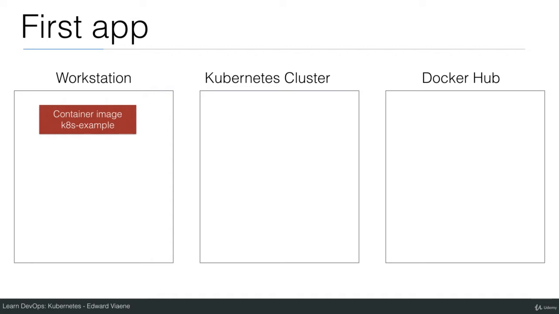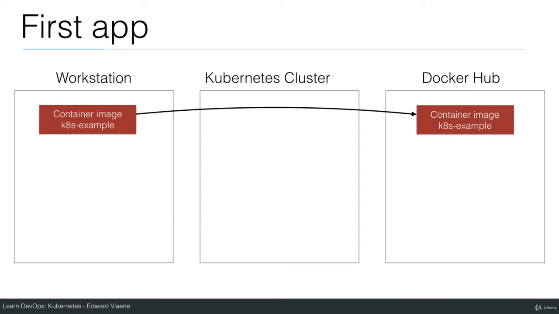First, I showed you how to create a container image using the Docker command line. So we created locally an image, we tagged it, and then we uploaded the container image using the Docker push command to Docker Hub. So at this point, Docker Hub has a container image called Kubernetes example.